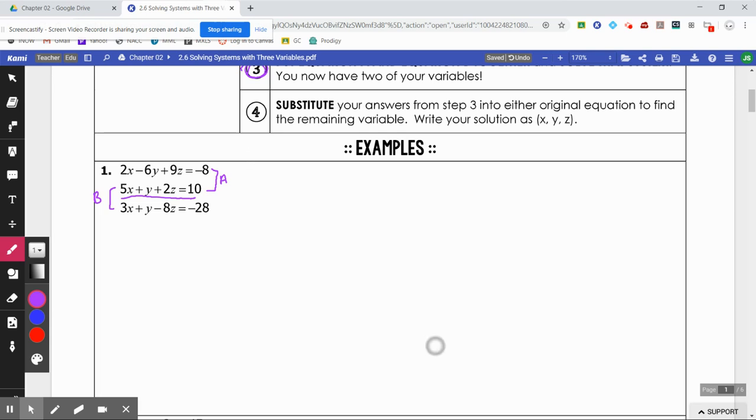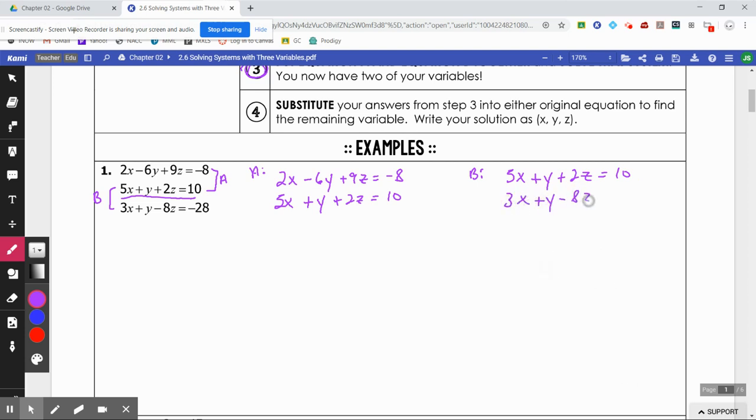So we're going to group 2x minus 6y plus 9z equals -8 together with 5x plus y plus 2z equals 10. And we're going to use this to try to find some equation. And then to find equation B, I'm going to group 5x plus y plus 2z equals 10, along with 3x plus y minus 4z equals -28. And we're going to use the exact same principles of substitution and elimination.